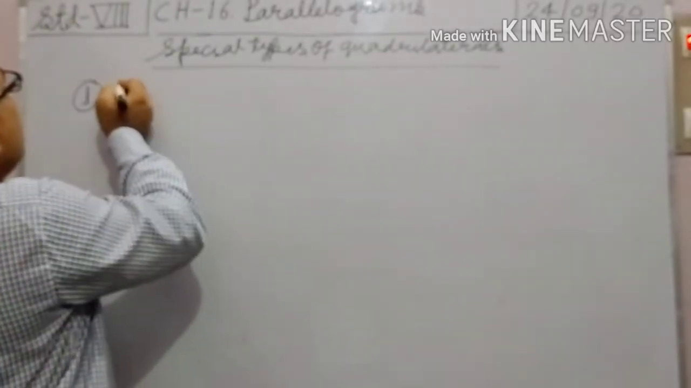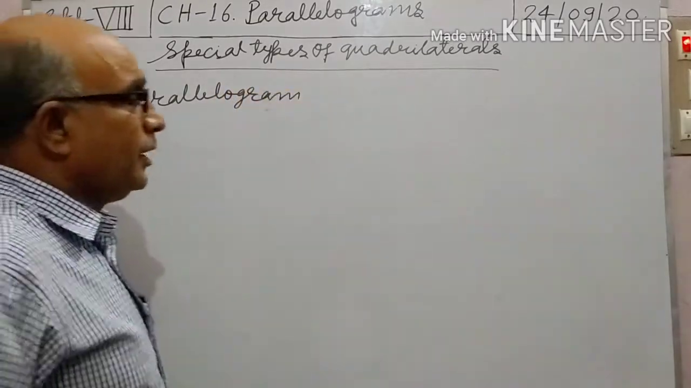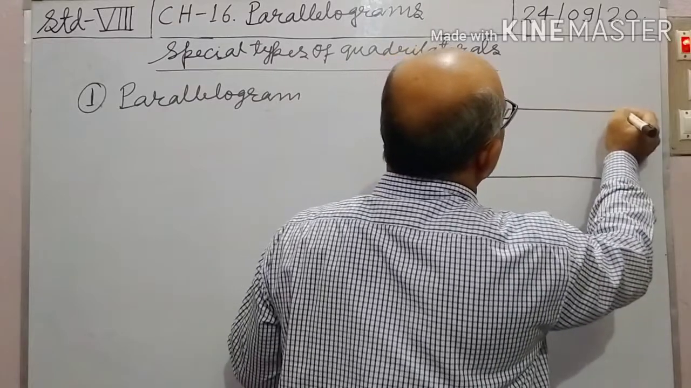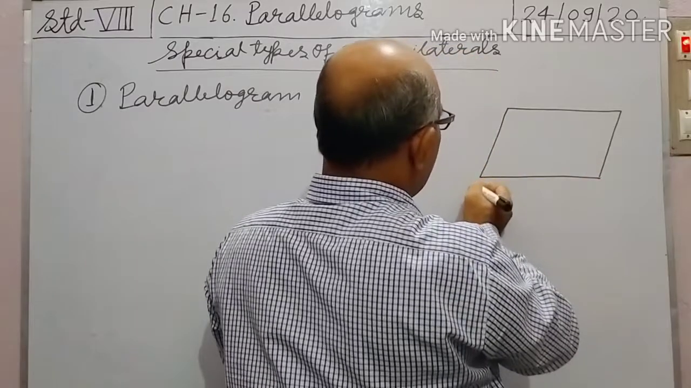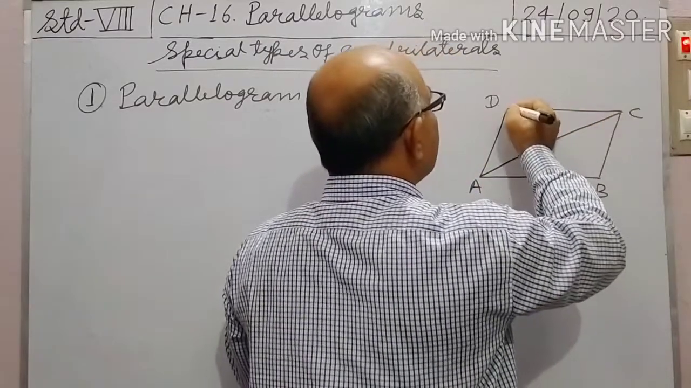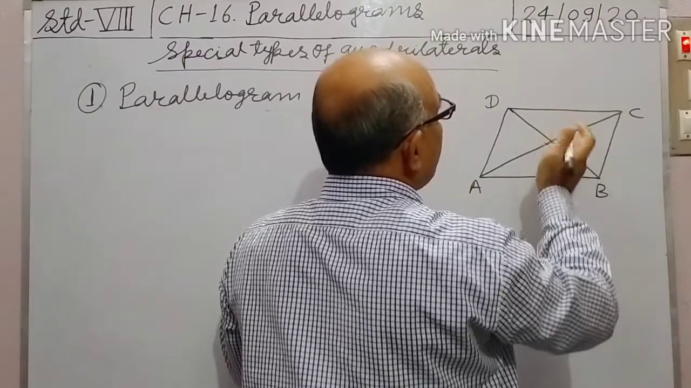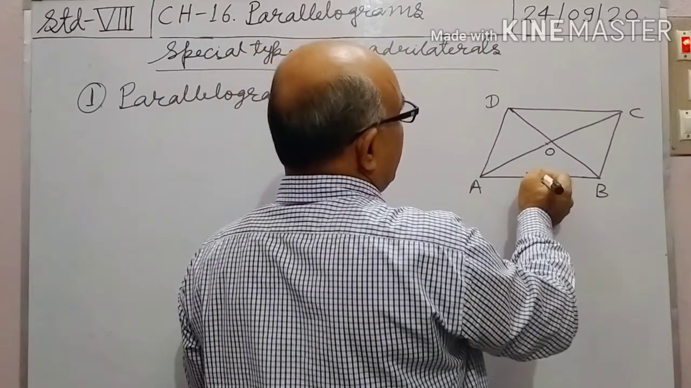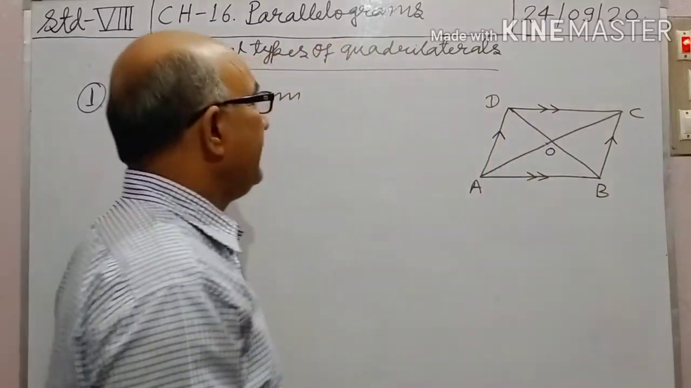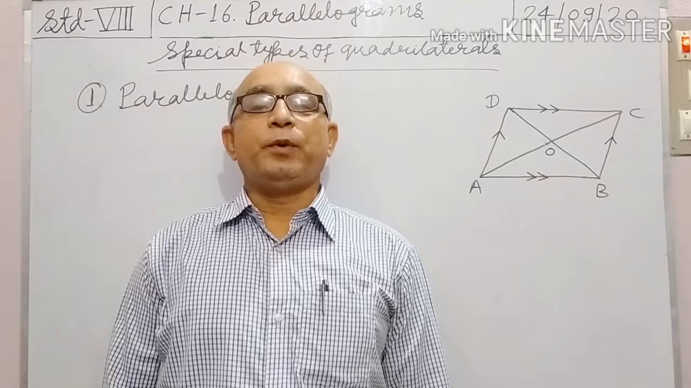First, parallelogram. The figure of a parallelogram is ABCD. The diagonals of the parallelogram are AC and BD, which intersect each other at point O. AB is parallel to CD and BC is parallel to AD.